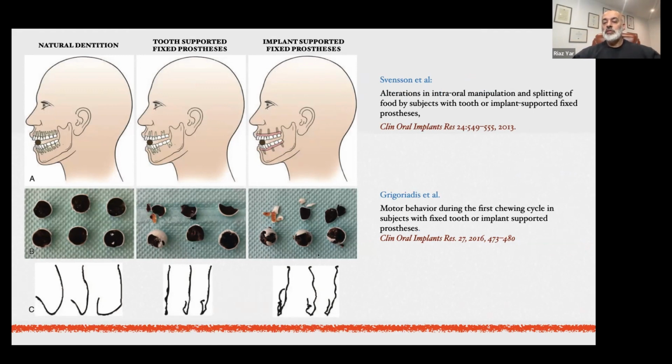Look what happened when it was a bridge. Tooth-supported fixed prosthesis. This one, the patient built in protection. They knew that it's not their natural teeth and they don't want to damage it. So it built in a protection mechanism. So it became very narrow in its motion. So when we look at implants, we start to lose the control, the finesse of the movement, and look at how it breaks the nut.